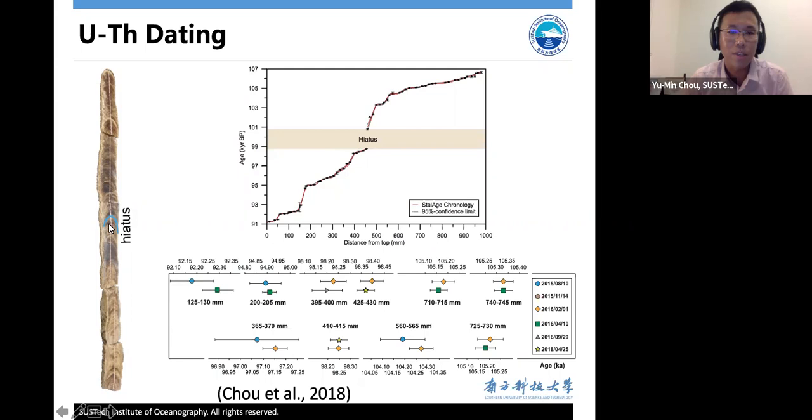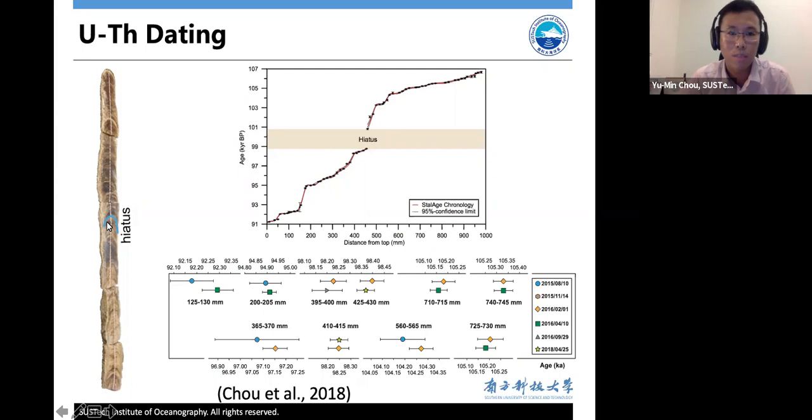However, sometimes my sample grows very fast, so there's no apparent hiatus in the layers, and we did a lot of dating. And finally, we found a clear hiatus here. We used a lot of dating points to approach this hiatus. And finally, we found a layer, and we got the upper and the bottom boundary ages. So there's a clear hiatus in this part here.